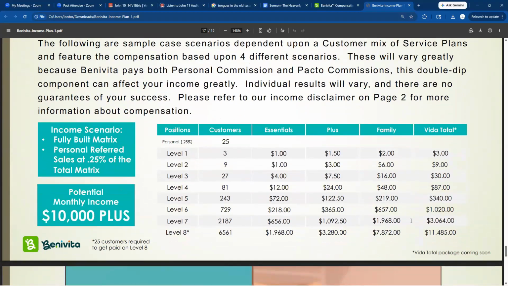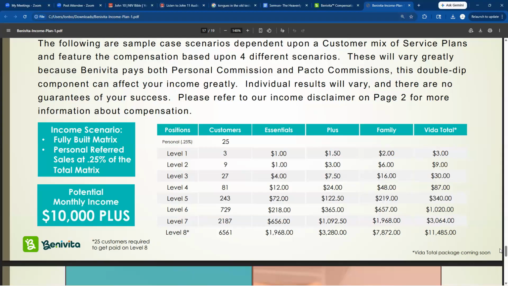This compensation right here is not showing the actual highest numbers that you can make. It's based on 0.25% of the total matrix. And so don't let this fool you. This isn't the total amount that you're going to make from all these services. But let's just look over it.